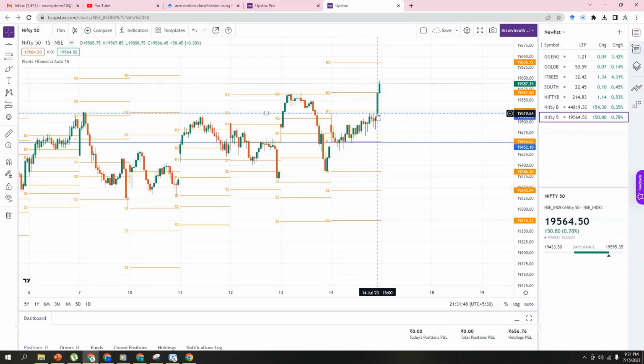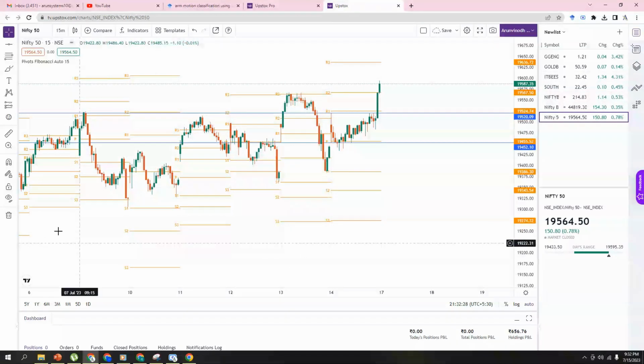Now go here. At 3 o'clock it breaks the high, and it reaches the first target R1 and the second target R2. So if you start trading here, you have to fix R2 as the target. The level is 521, and it went around 40 to 50 points. So we got a good profit here.